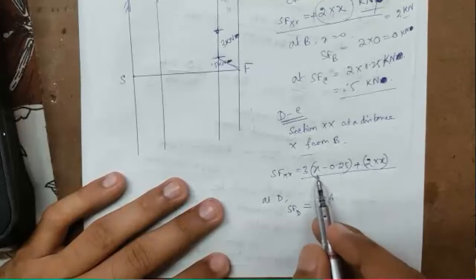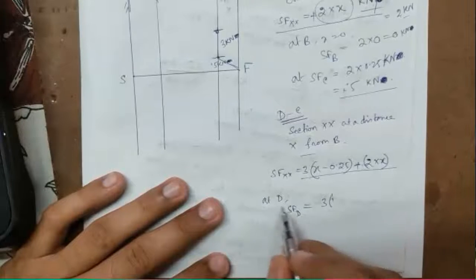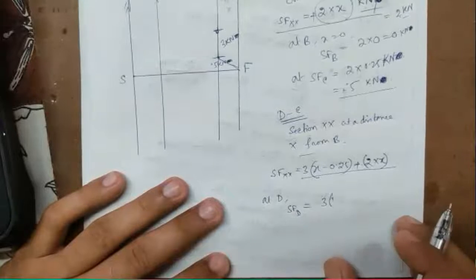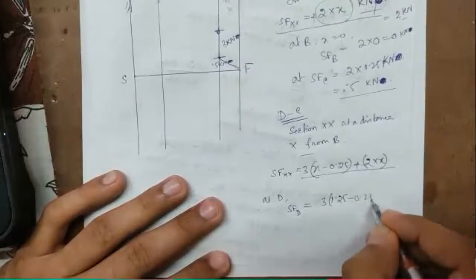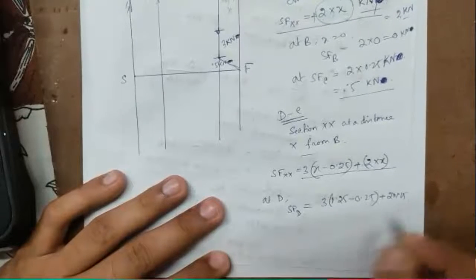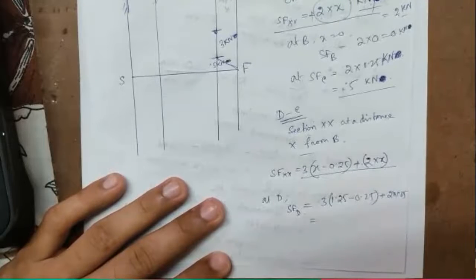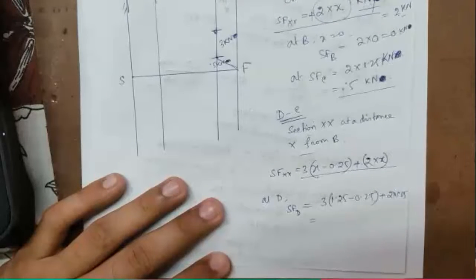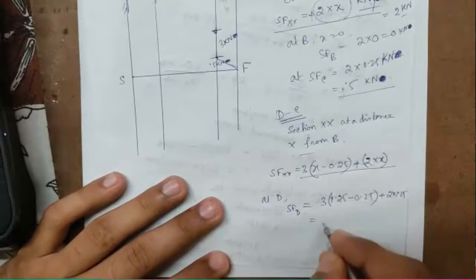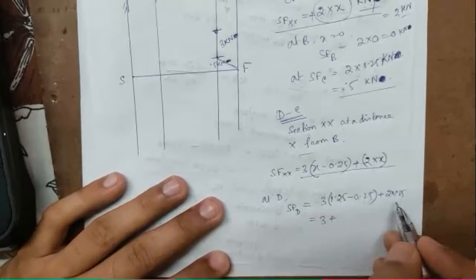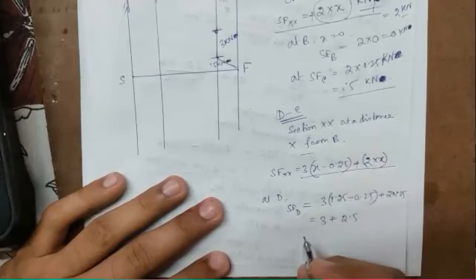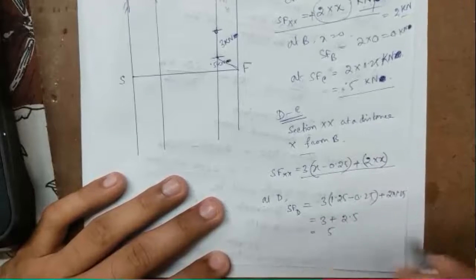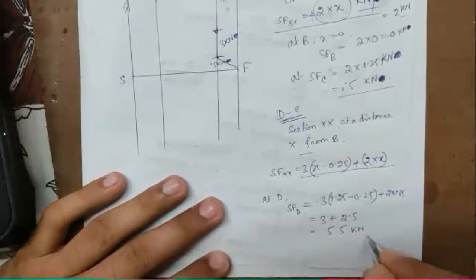Now if we put x equal to 1.25 for D, so we put x equal to 1.25 minus 0.25 plus 2 into 1.25. So the shear force at D, we will get 3 plus 2 into 1.25 is 2.5, and that will be 5.5 kilonewton.